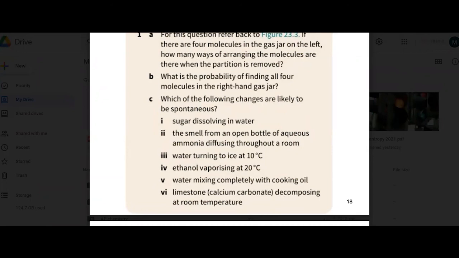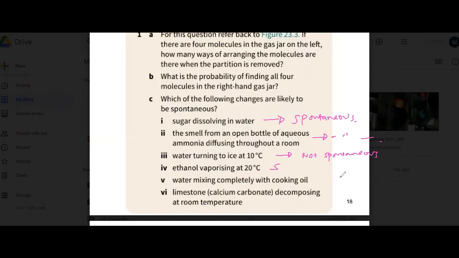Okay, let's check your answer. Sugar dissolving in water? Spontaneous. Diffusion, right? The smell from an open bottle of ammonia diffusing throughout the room? Spontaneous. Water turning to ice? Not spontaneous. You need to keep it in a refrigerator, right? Ethanol vaporizing at 20 degrees? Spontaneous.